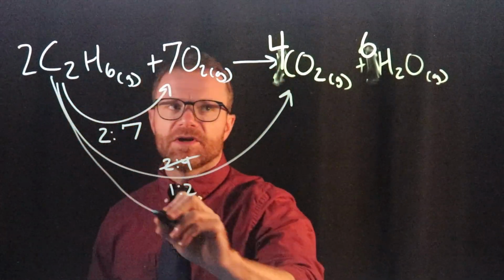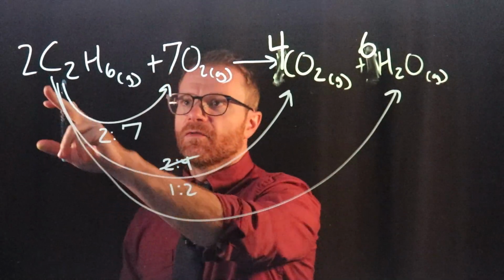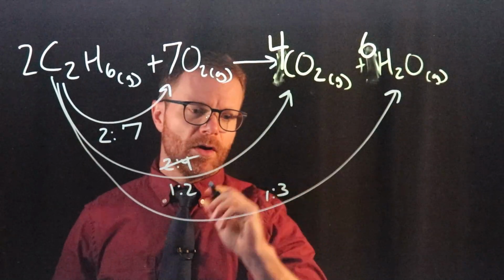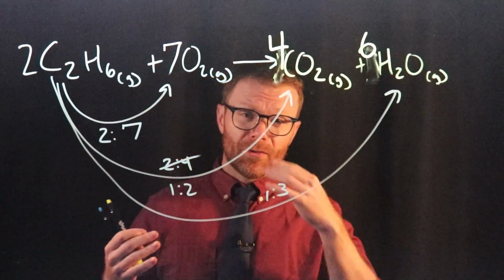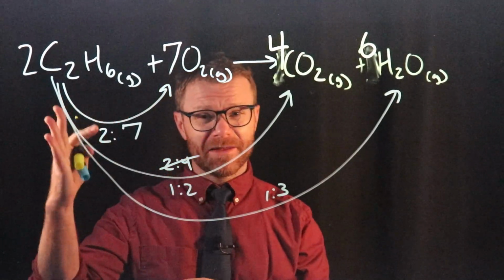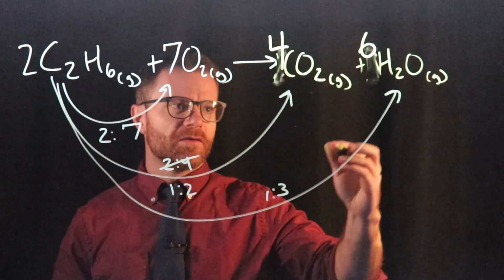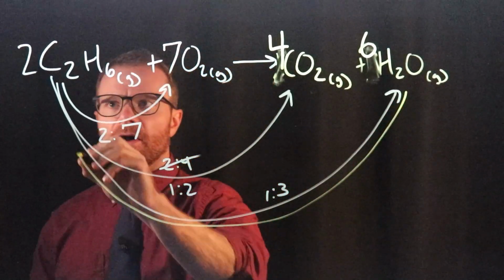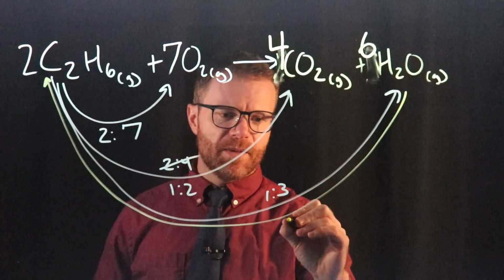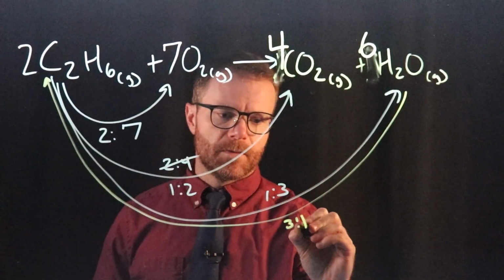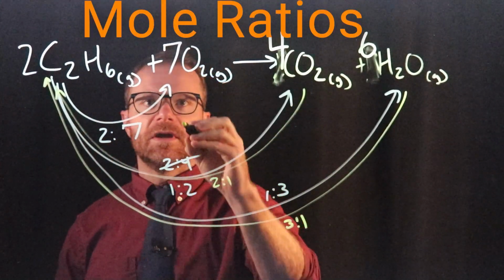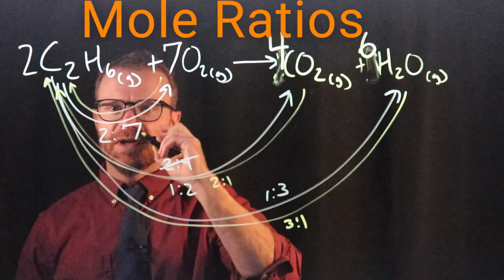And same thing with our ratio of ethane to water. We've got 2 to 6. 2 to 6 simplifies to 1 to 3. Now remember, a ratio is directional. The first number in the ratio tells you the first thing that you're talking about. So if we were to do all of these backwards, like water to ethane, for example, we basically just flip the numbers. That becomes 3 to 1. CO2 to ethane would be 2 to 1, and O2 to ethane would be 7 to 2.